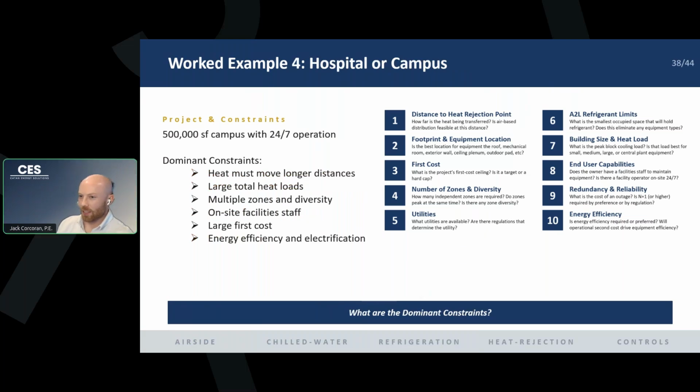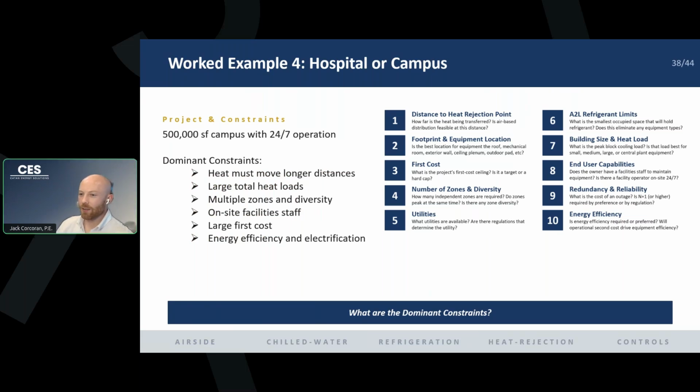So our last example here is a hospital or a campus. It's a 500,000 square feet campus. You are operating 24/7. A hospital has to be operating. It has to be very reliable, with various forms of redundancy. It can never go down. This is a life safety issue. Anyone who's worked on a hospital or medical facility knows that you have to make sure that these systems operate all the time. So that kind of gives you one clue. That becomes a dominant constraint.